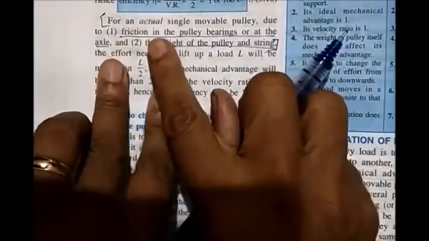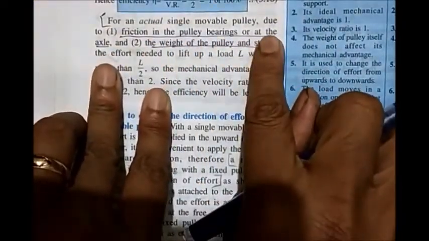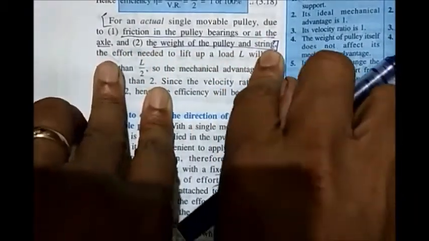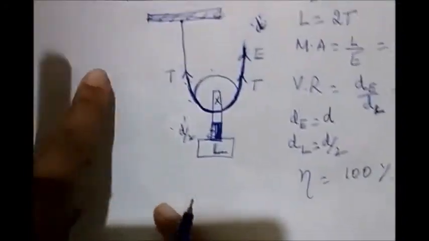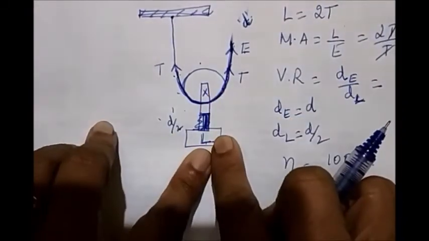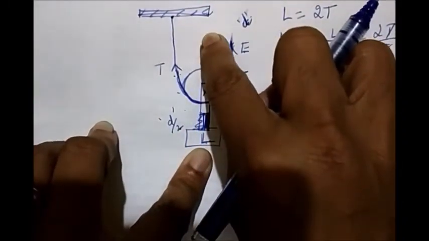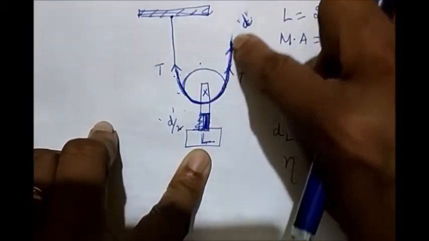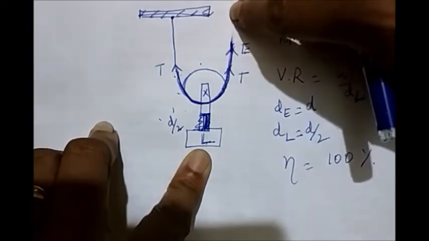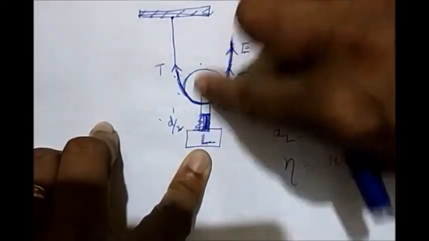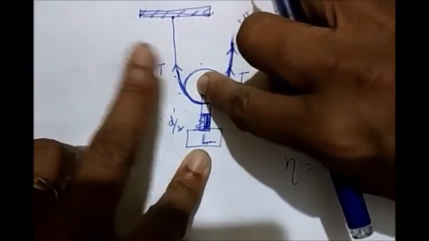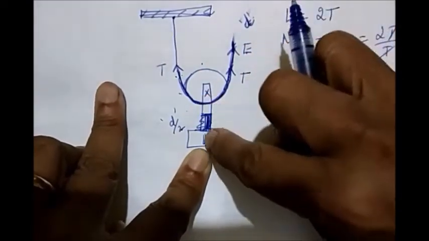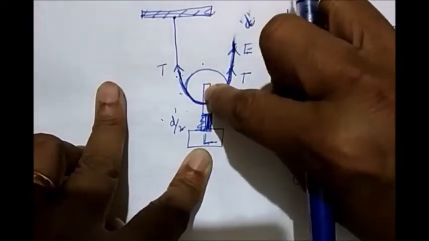Reason? 2 reasons. First, friction in the pulley bearings or at the axle. Second, weight of the pulley and string. Now remember, in a movable pulley, along with this load, the pulley also will move. So as you pull the string up, this will also move up. Along with that only the load will move. So the effort you apply should be able to overcome both the load plus the weight of the pulley.